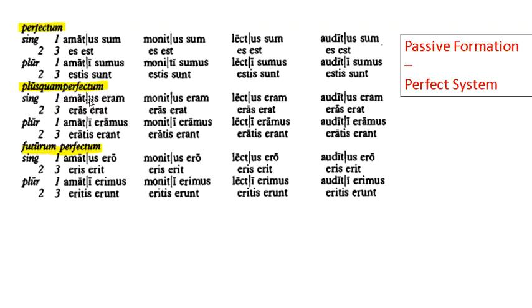The pluperfect is formed in the same way, except you use the imperfect forms of sum added to the fourth principal part. And then the future perfect, again the same sort of situation, but you use the future forms of sum added again to the fourth principal part. So effectively, that fourth principal part is all that really changes, other than, of course, the switch from singular to plural. And that's going to be true for all conjugations. Fourth principal part plus a form of sum, and that will be your perfect passives.